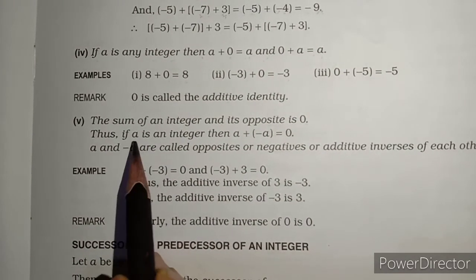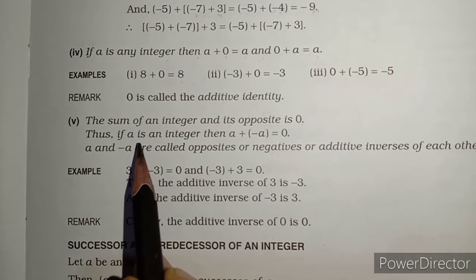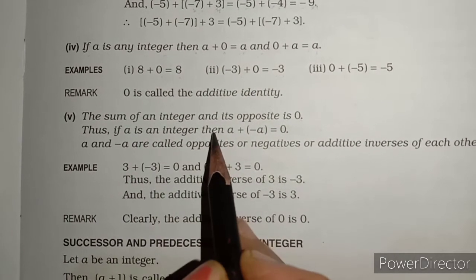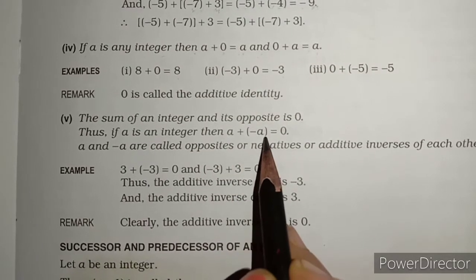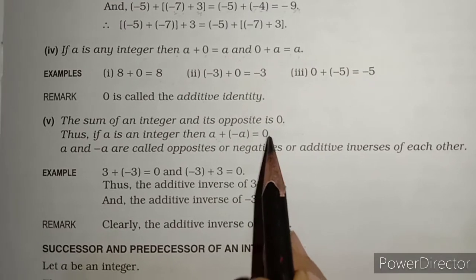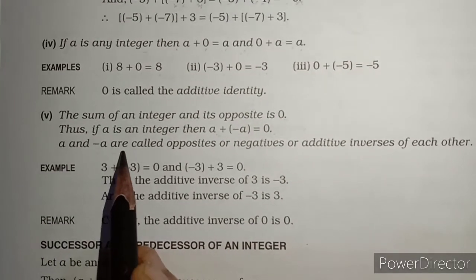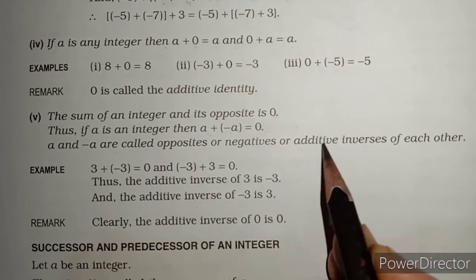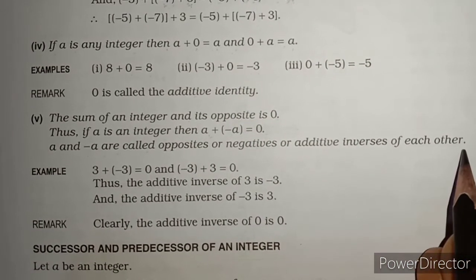Next property is, the sum of an integer and its opposite is 0. The opposite of any integer is called its additive inverse. Means if a is an integer, then its additive inverse is -a. And when both are added, then the sum is always 0. So a and -a are called opposites or negatives or additive inverse of each other.